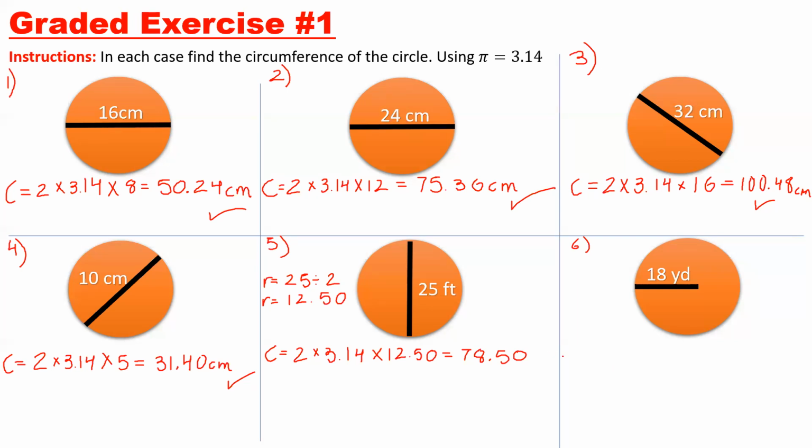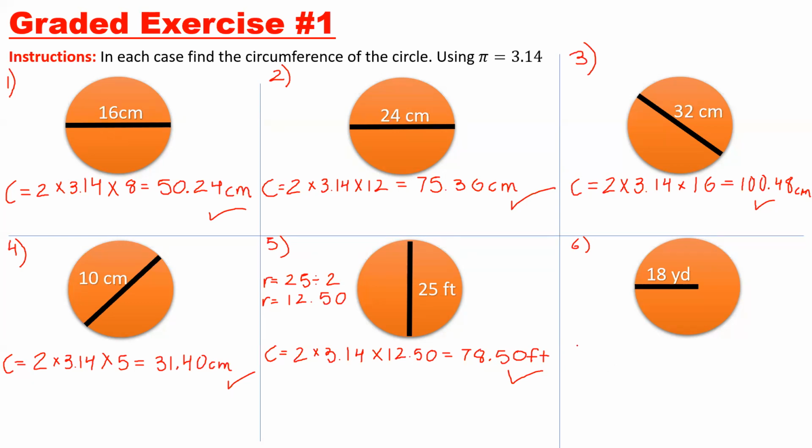All right, and last but by no means least, we have number 6. Now, how many persons got number 5? Number 5 was tricky. Number 5 is actually easy. All right, good. Now let's look at the last one, number 6.